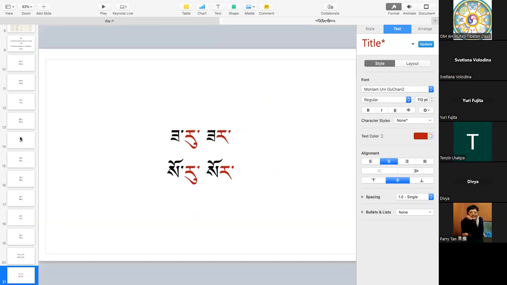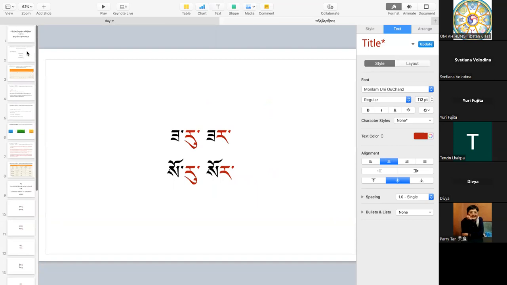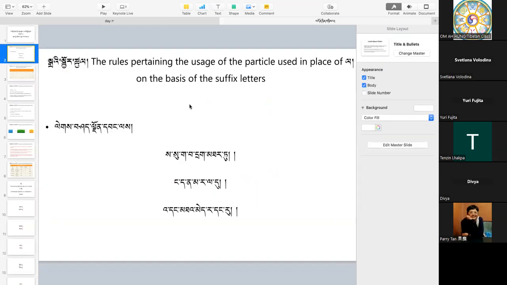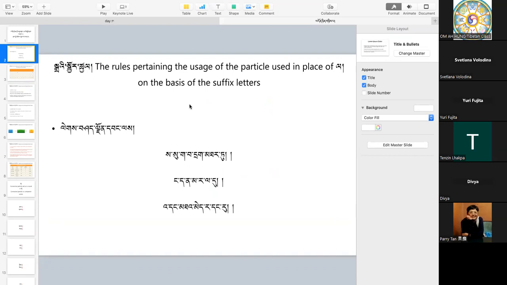And this is the rule pertaining to the usage of the particle used in place of la when they follow a name. And this is shown in these three lines. So if you know these three lines, you know the rules pertaining to the particle used in place of la, when it follows a name, on the basis of suffix letter. Sasu, kapa, traktar, tu, ngata, nama, rala, tu, hatang, tame, ratang, ru.